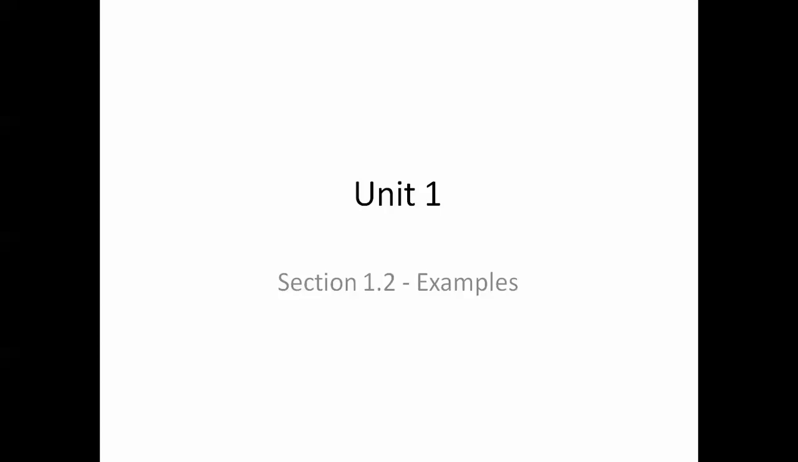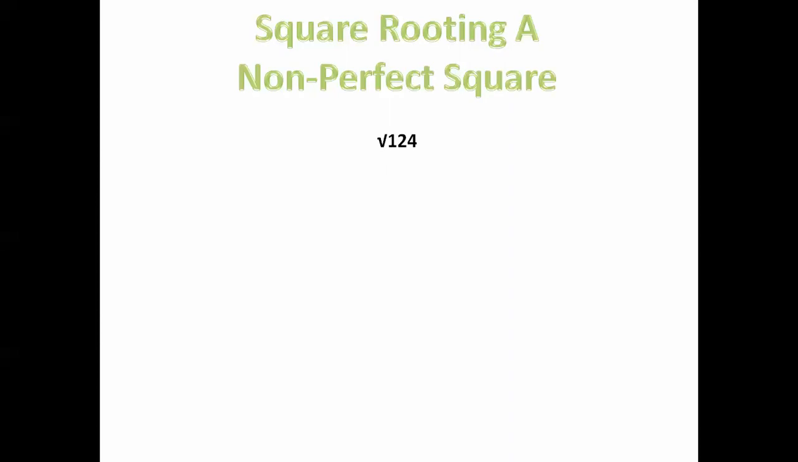Alright, here are the Unit 1 examples for Section 1.2. So, square rooting a non-perfect square. Let's look at the number 124.